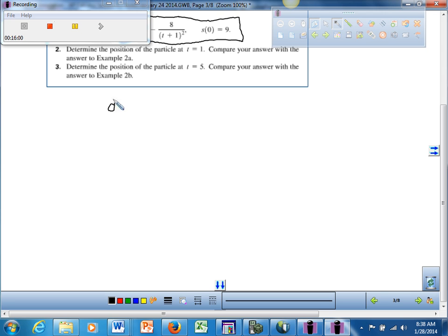So we'll have ds equals t squared minus 8 over t plus 1 squared dt. And then we'll integrate both sides. So, right now, on your paper, do that.